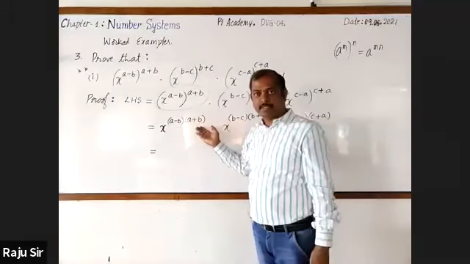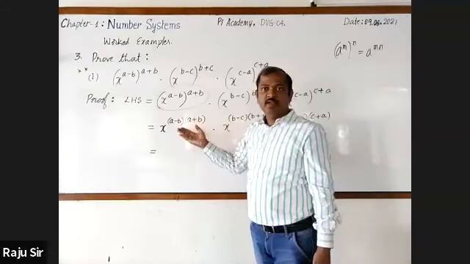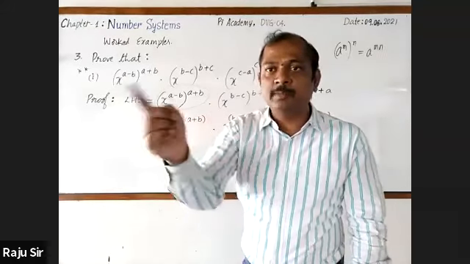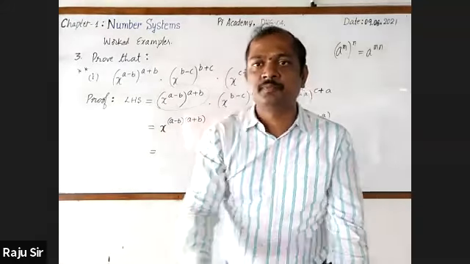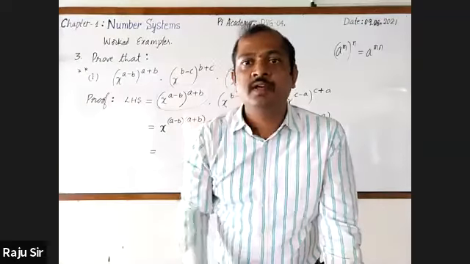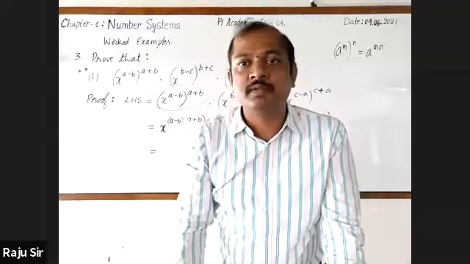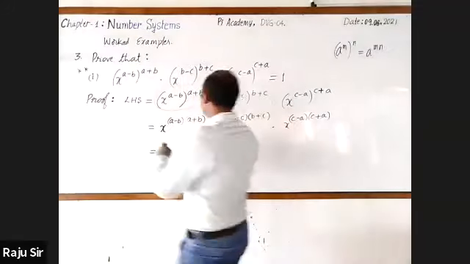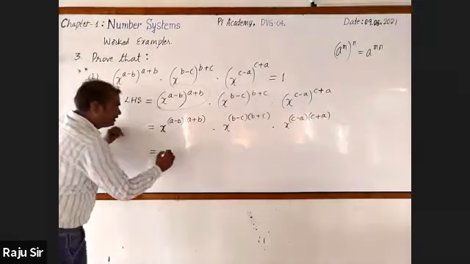It is in the form of the identity a plus b into a minus b. How to write a plus b into a minus b? A square minus b square. So, go on writing it.